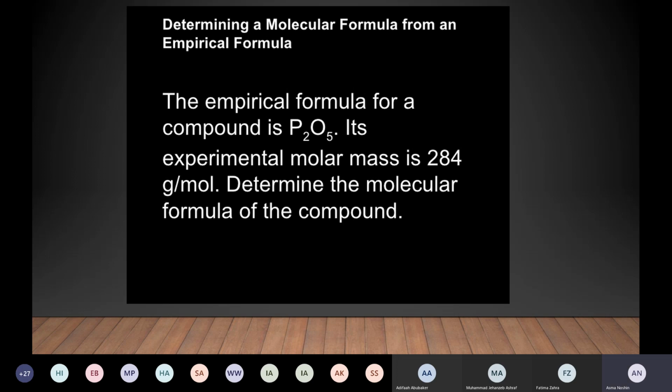So see over here, if we see the question, empirical formula is given, that is P2O5. The mass is also given. Okay, the molar mass is given, that is 284.